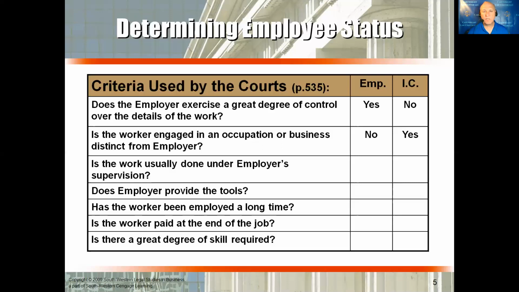And again, I will submit to you that the very first one that we looked at, does the company exercise a great deal of control over the details of the work, over the worker himself, herself? That control element is the most important one. Third element, is the work usually done under the company's supervision? If it is, then more than likely they're going to be an employee, or at least that's another factor that would indicate that they're an employee.